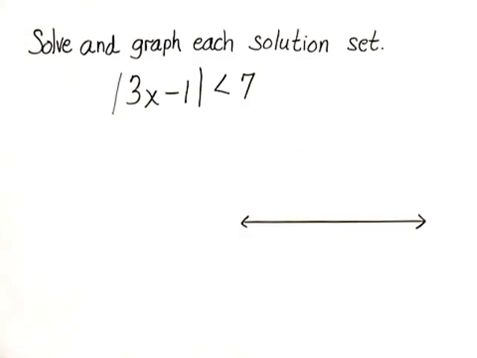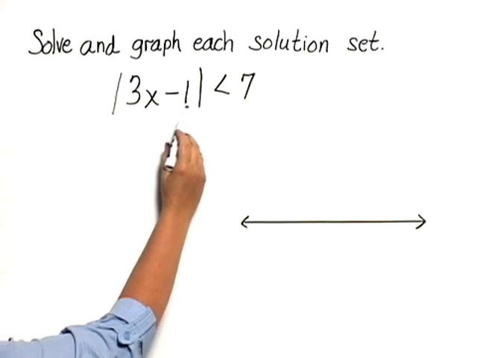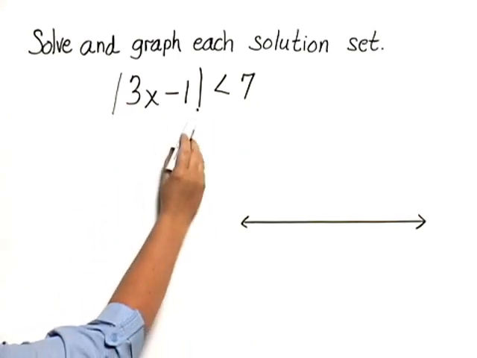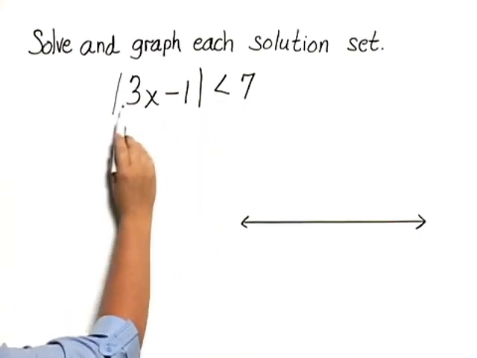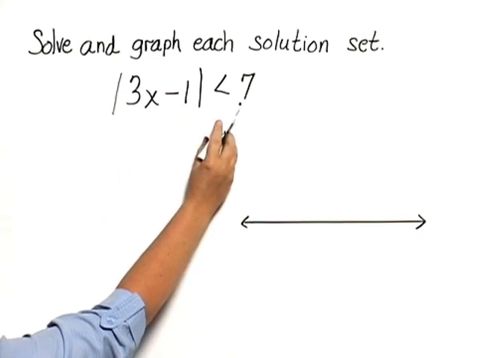Solve and graph each solution set. We have the absolute value of 3x minus 1 is less than 7. When you have an absolute value of an expression less than a number, that means that this expression itself has to be between negative 7 and 7.